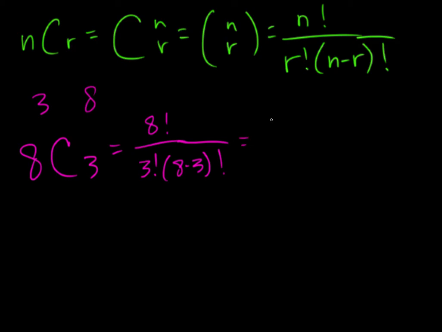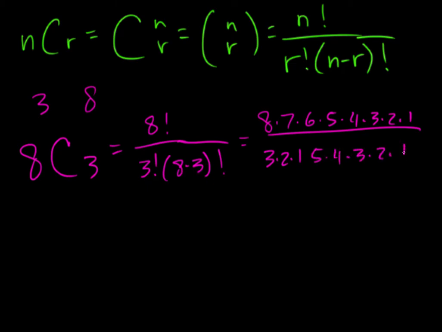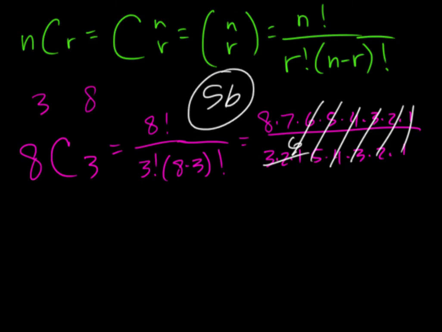So we do that, and we're just going to go 8, 7, 6, 5, 4, 3, 2, 1 over 3, 2, 1. 8 minus 3 would be 5, so 5, 4, 3, 2, 1. If we write it out like this, we can see a lot of stuff cancels. And then 3 times 2 times 1 is really just a 6. So those 6 cancel, and 8 times 7 is going to give us 56. So the answer to that one is 56.